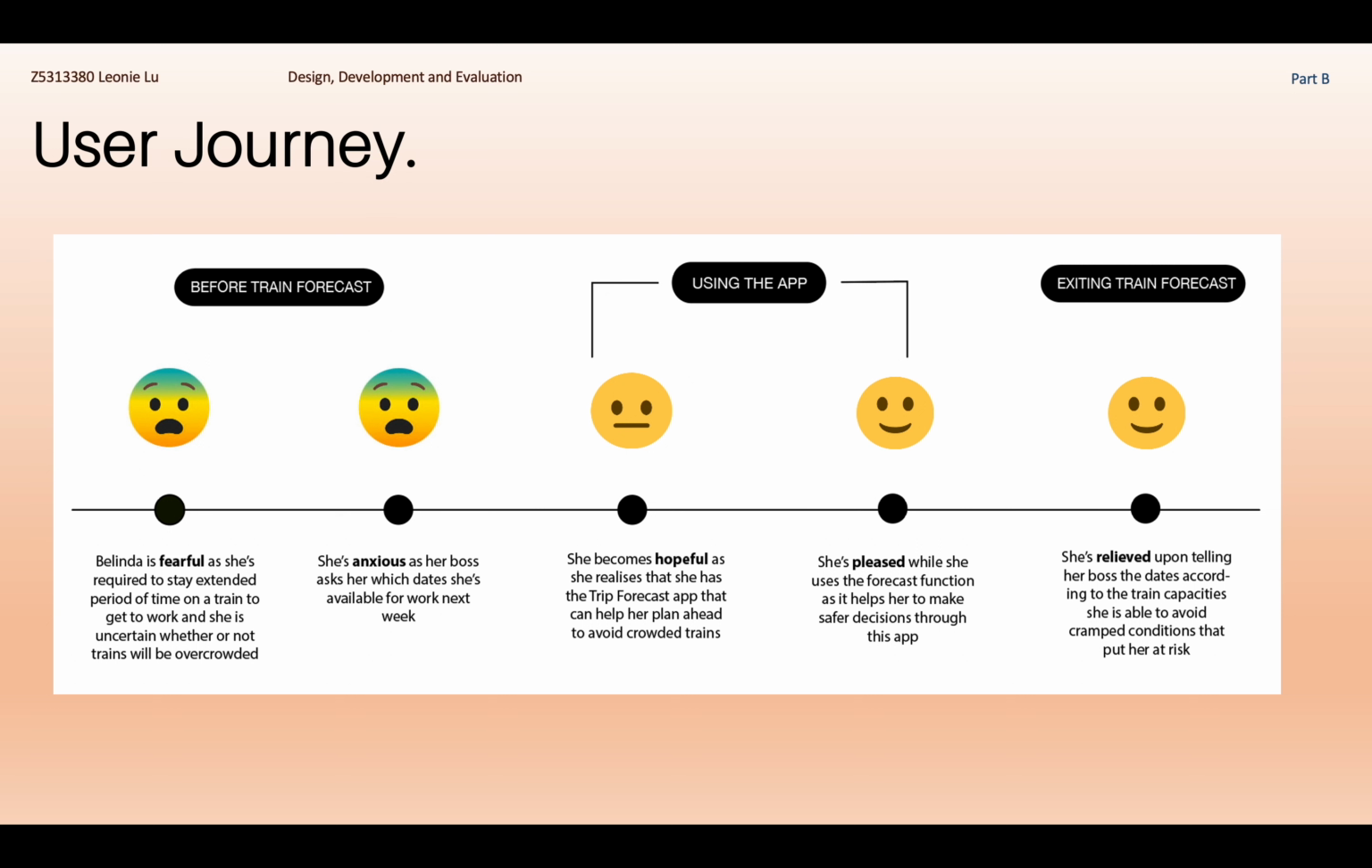Belinda is fearful as she is required to stay an extended period of time on a train to get to work, and she is uncertain whether or not trains will be overcrowded. She's anxious as her boss asks her which dates she's available for work next week. She's hopeful as she realizes she has the Train Forecast app that can help her plan ahead to avoid crowded trains. She's pleased while she uses the forecast function as it helps her make safer decisions through this app. Feeling relieved, she updates her boss about the date she is able to work.